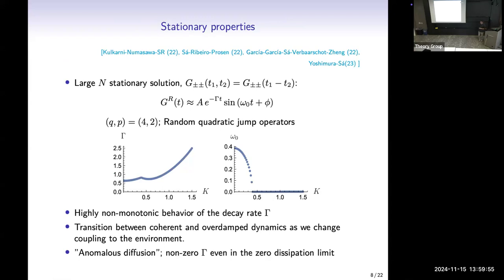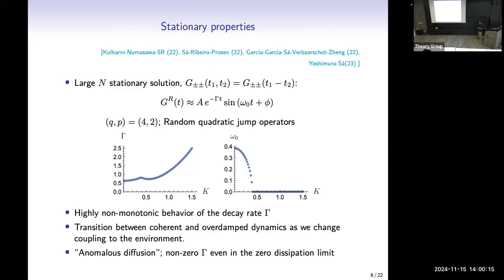Just to clarify that, the gamma is only because of the non-Hermiticity, or the gamma would be there anyway? Yeah, I think it's there anyway. Gamma would be there even at zero dissipation. I see. Just that it's continuous in K. Yeah. Okay.